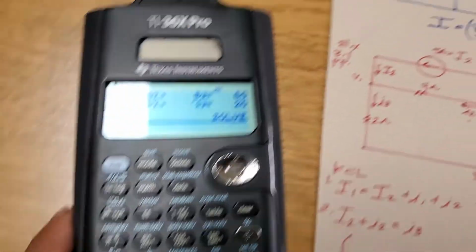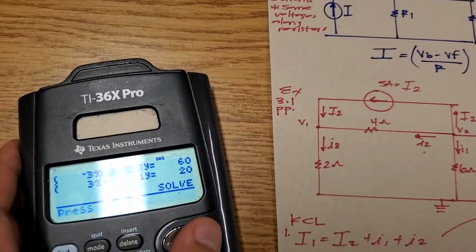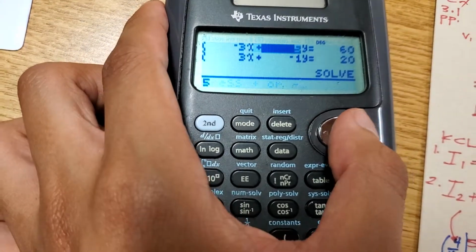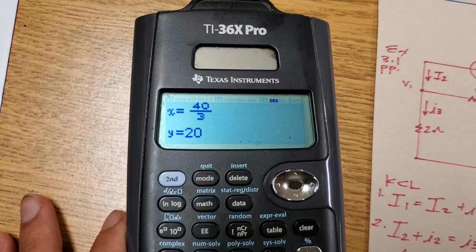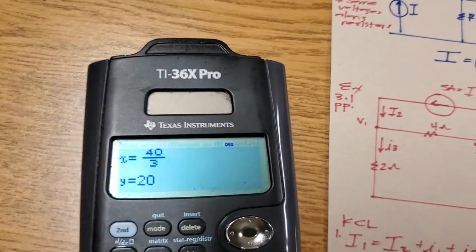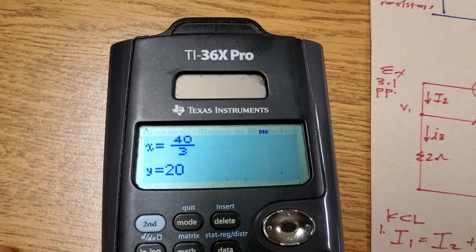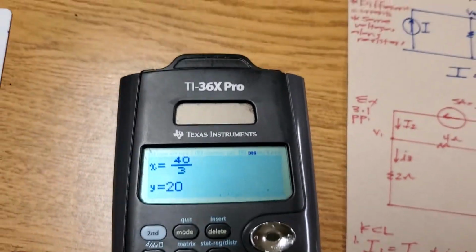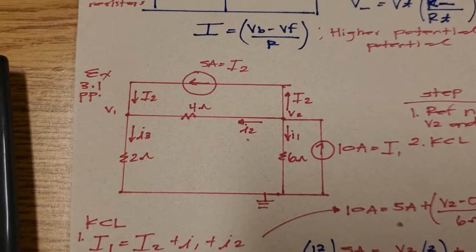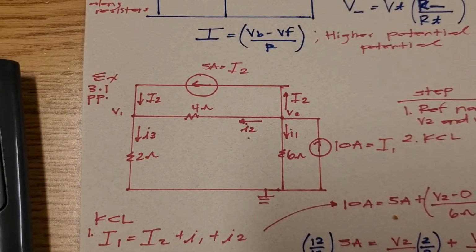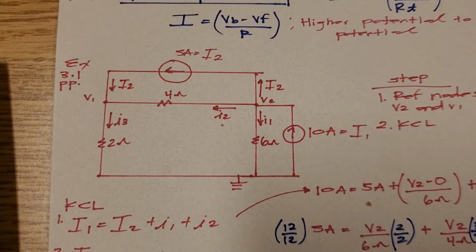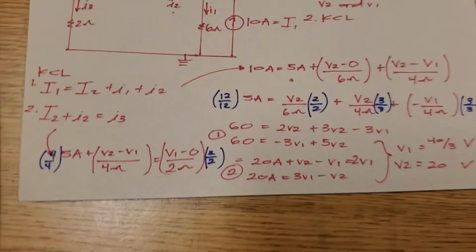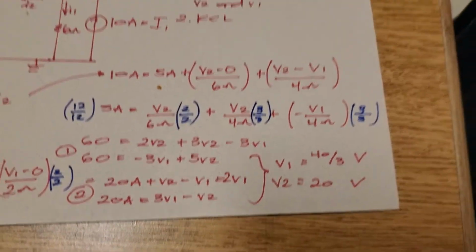I want to solve. That's my voltage, so V2 should equal 20, and V1 should equal 40 over 3. We know this should make sense because V2 is at 20 and V1 is 40 over 3, which is about 13, so we know it's going from higher potential to lower potential, and we know that we are conceptually correct. And then this is my voltage.